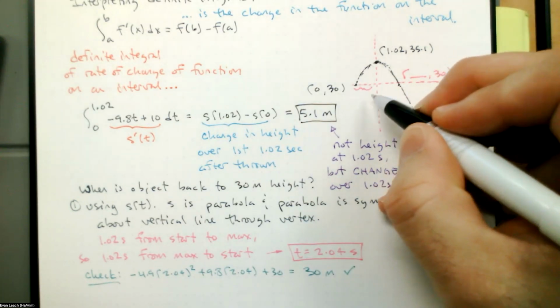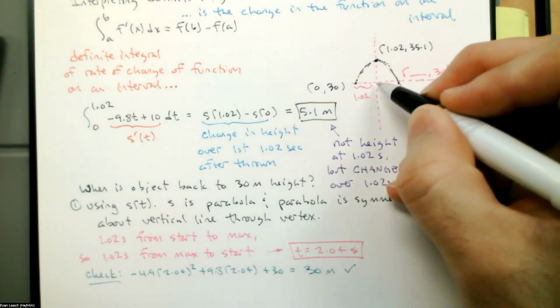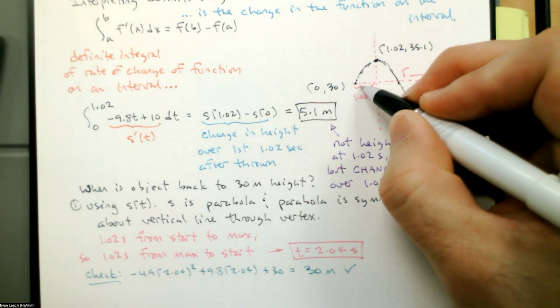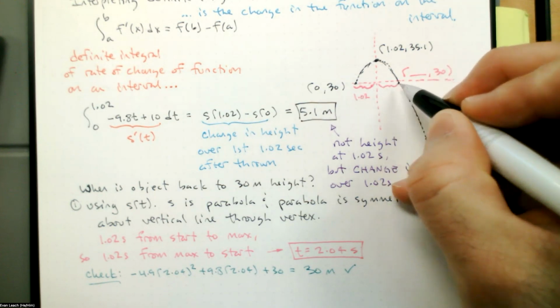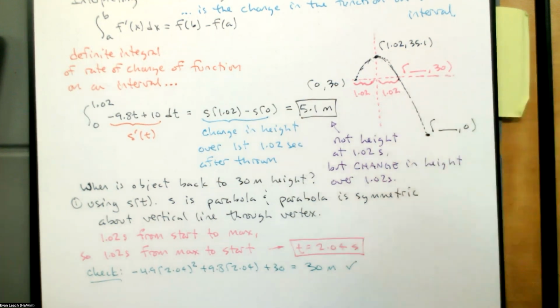If this is 1.02 from the middle to the left, then it is also 1.02 from the middle to the right. That 1.02 on the left and the right, that is the plus or minus. If you're thinking of the quadratic formula, that's where the plus or minus shows up. There's the middle at the vertex, and it's plus or minus.